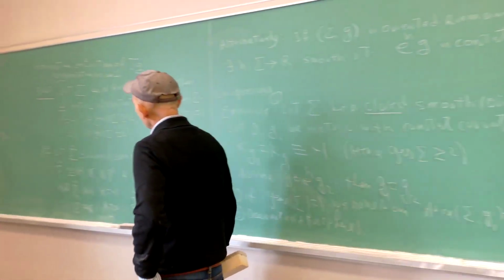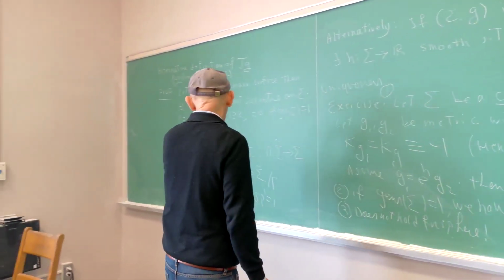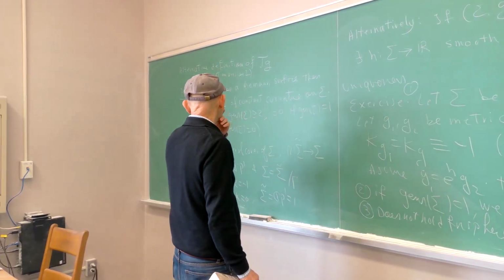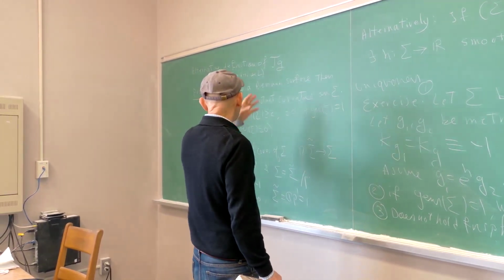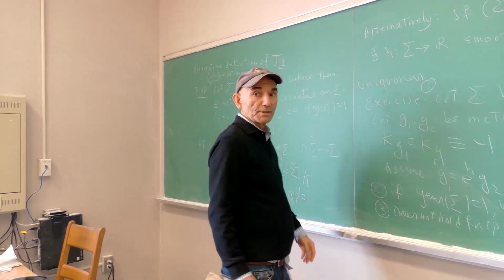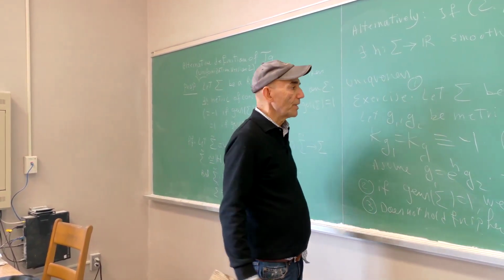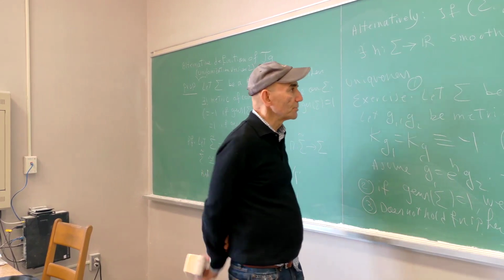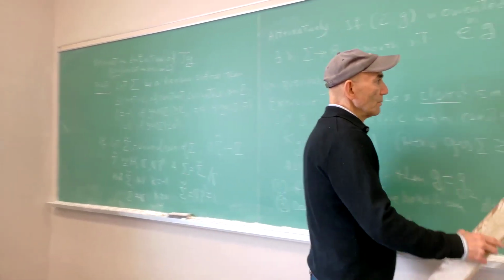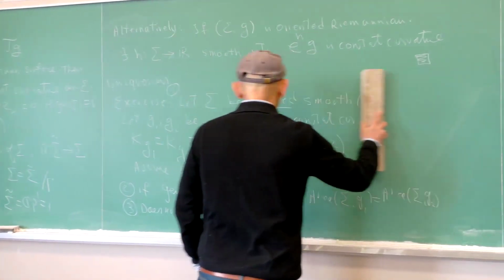Yeah, so now in view of this proposition, we can define this Teichmuller space in an alternative way. We can give an alternative definition of Teichmuller space, which is the following now.